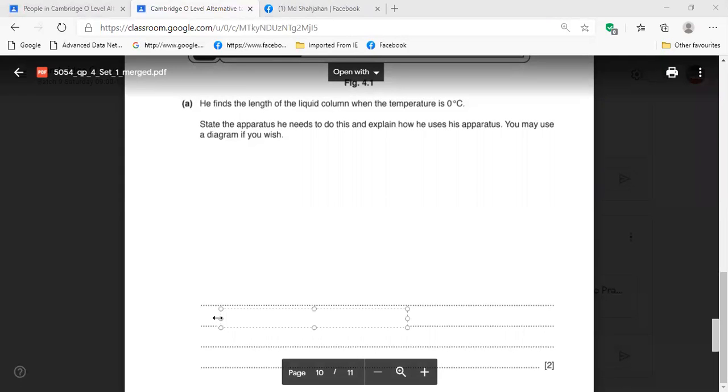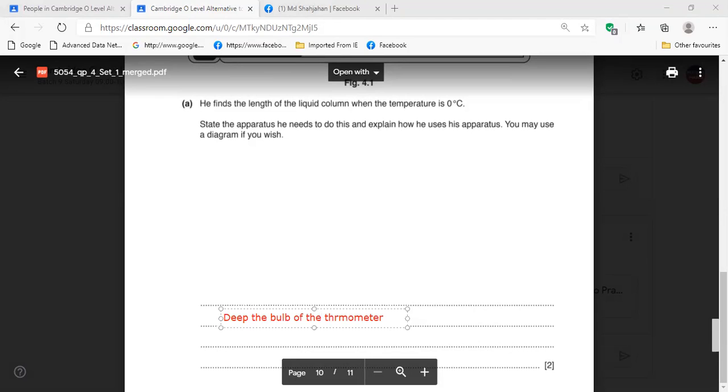Dip the ending of the thermometer, or you say bulb of the thermometer. Yes, bulb also. That is better, right? Immerse the bulb of the thermometer. Sir, can we use immerse in place of dip? Okay, very good.